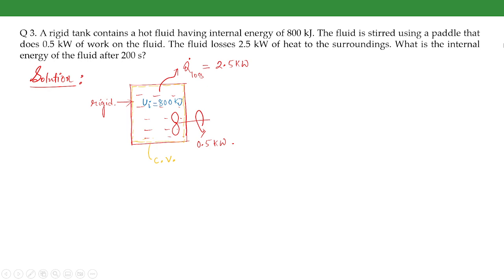A rigid tank contains a hot fluid having an internal energy of 800 kilojoule. The fluid is stirred using a paddle that does 0.5 kilowatt of work on the fluid. The fluid loses 2.5 kilowatt of heat to the surroundings. What is the internal energy of the fluid after 200 seconds?